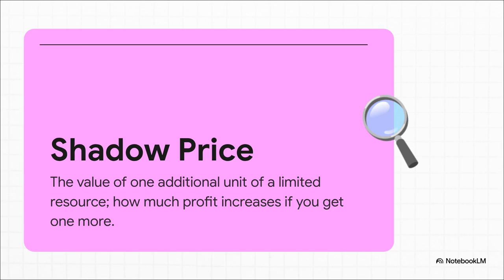Think of it as the hidden value of getting just 1 more unit of something you're short on. It tells you exactly how much your total profit would jump up if you could just get 1 more kilogram of material or 1 more hour of labor. And in our example, it's pretty amazing. If you rerun the whole calculation, but this time you have 15,001 kilograms of material instead of 15,000, your max profit goes from $135,000 up to $135,005. That extra $5, that is the shadow price for 1 kilogram of material.